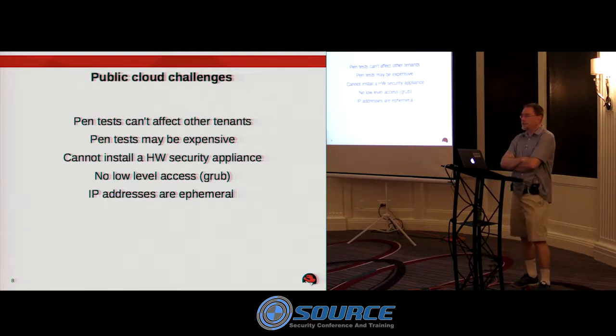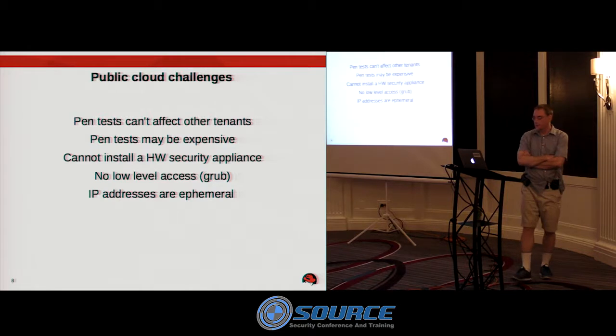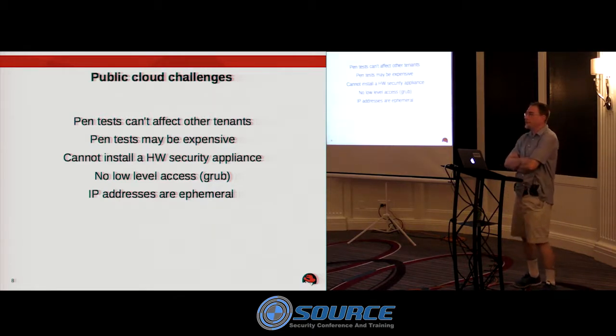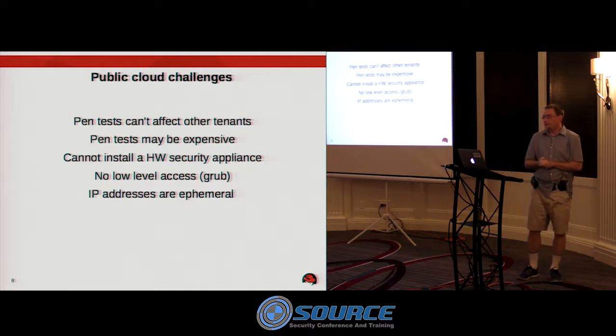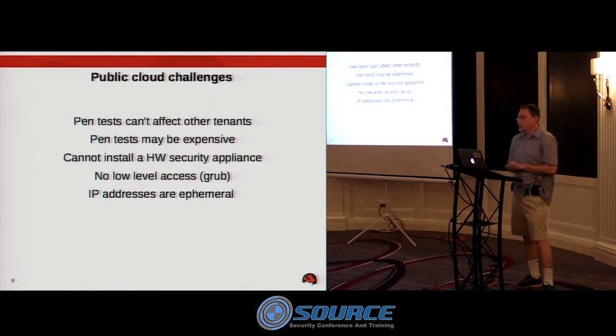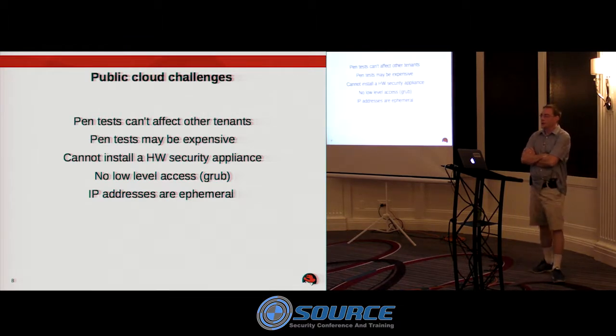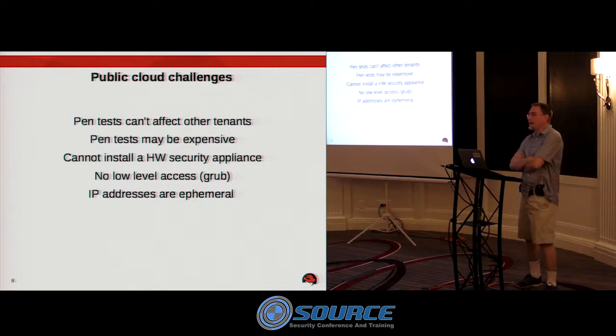They could be expensive to do as well. If you, for example, have spent the money to get a cordoned off part of Amazon's cloud and you decide to do a denial of service attack, so let's say it won't affect anybody else because you spent the extra money for that, that might still cost you a lot because you're generating a lot of network traffic potentially, or CPU. You're not going to be able to install a hardware appliance in the cloud, obviously, and you don't have any low-level access or something like Grub. That's not going to be available to you.